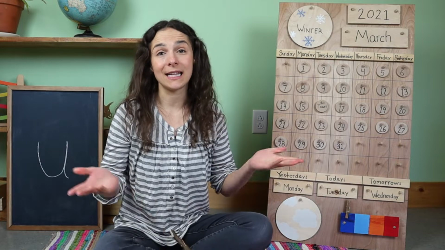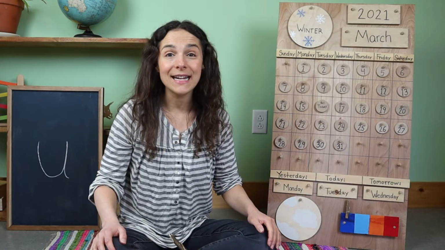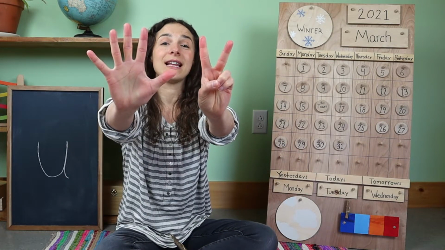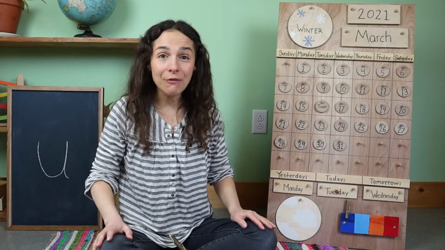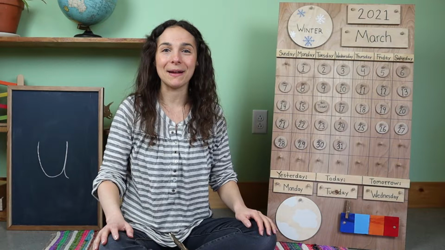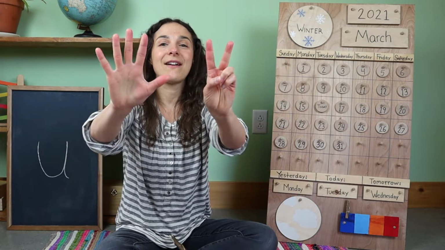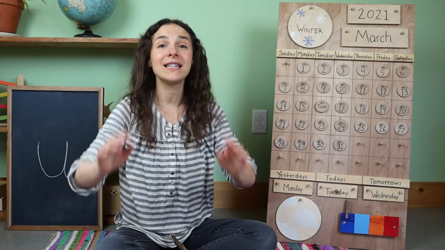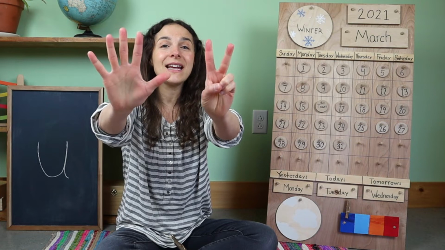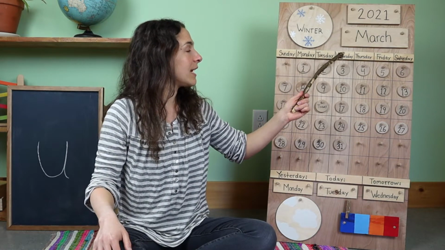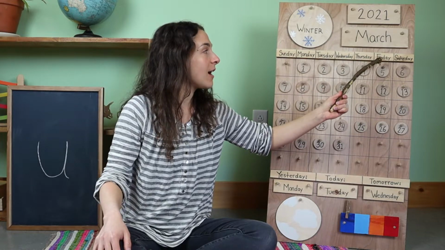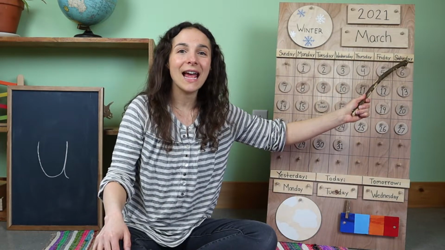Now it's time to sing the Days of the Week song. And I need to see your 7 fingers like this because we have 7 days in the week. If you know the words, sing along with me. There are 7 days, there are 7 days, there are 7 days in a week. Sunday, Monday, Tuesday, Wednesday, Thursday, Friday, Saturday.